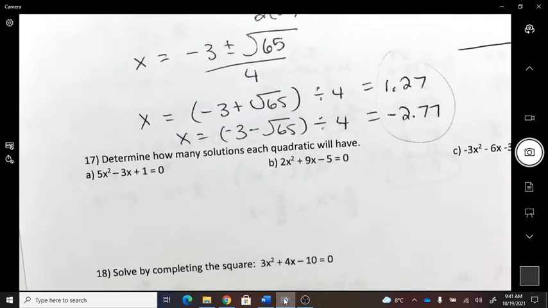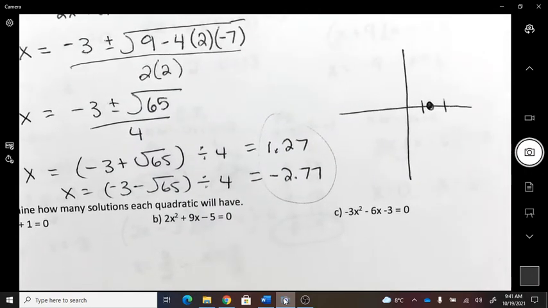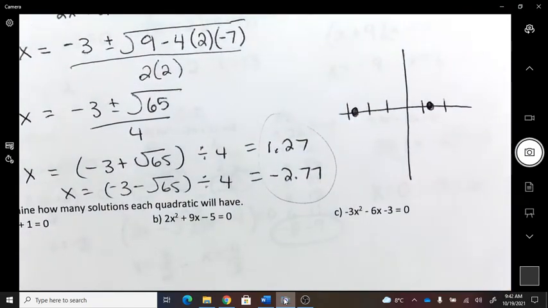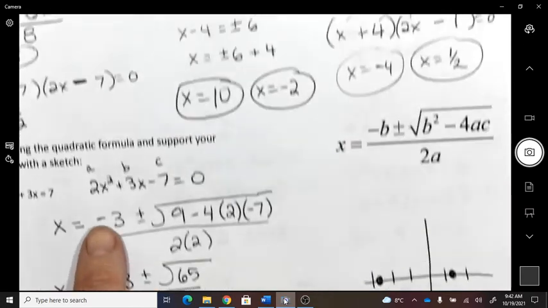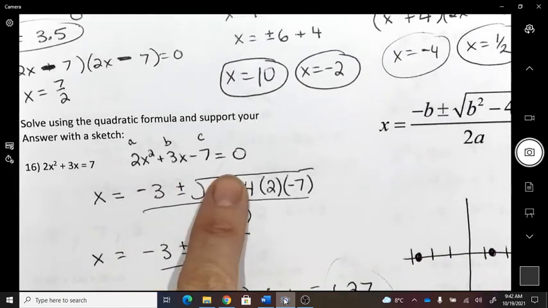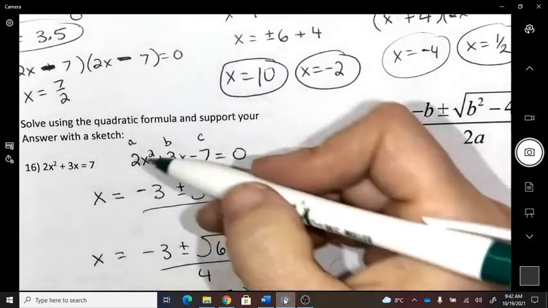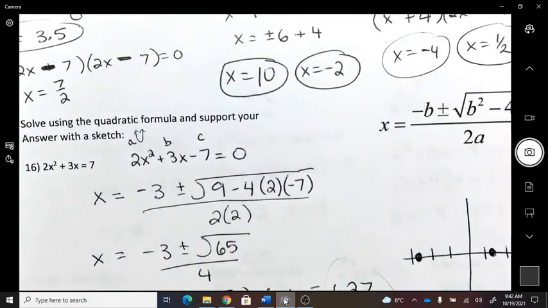It's an x-intercept of 1.27 and an x-intercept of -2.77. And what is some general information we know about what the graph looks like, the shape of the graph? It's a parabola, right? We know that. What kind of U shape is it going to be? Upward or downward? It's going to be upward, right?